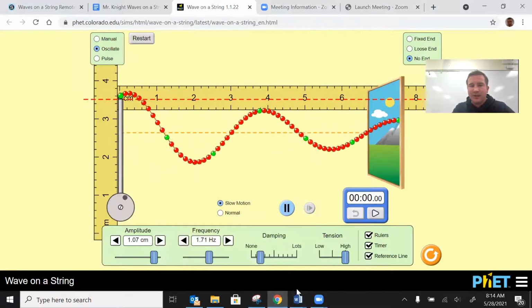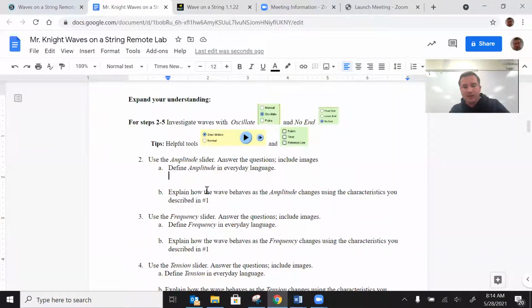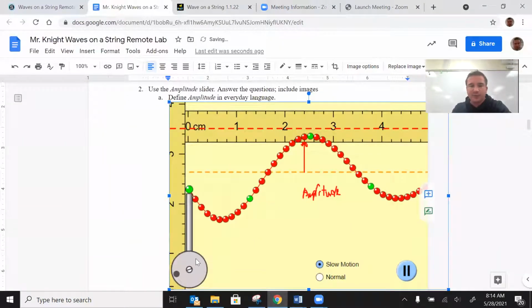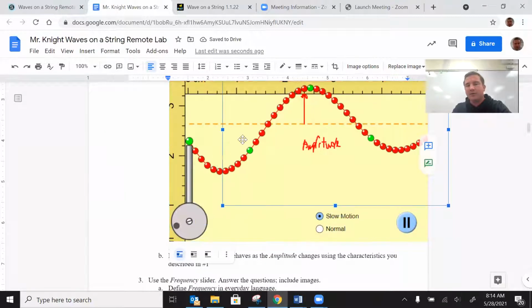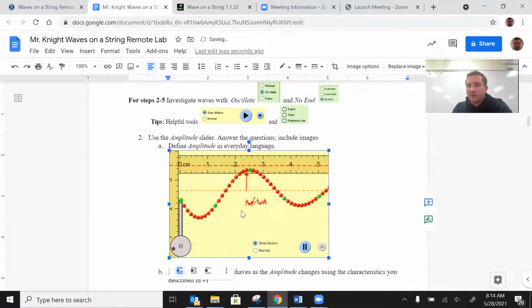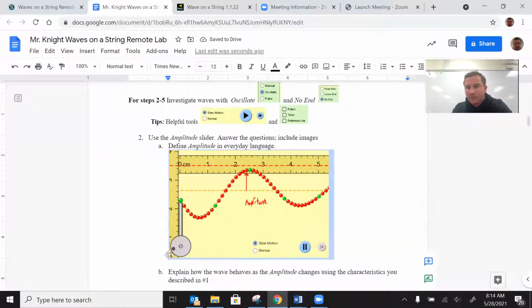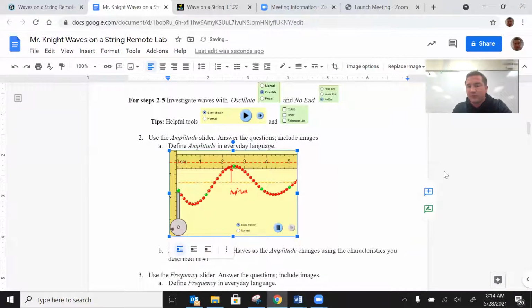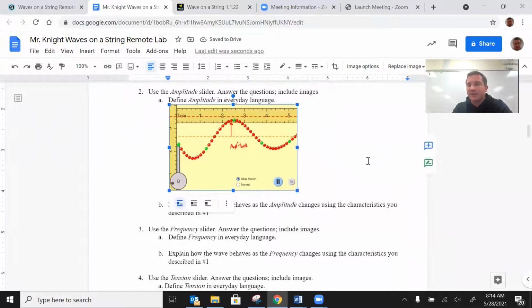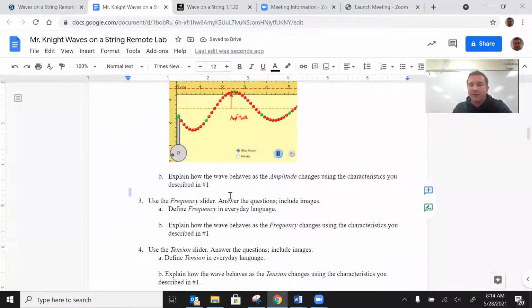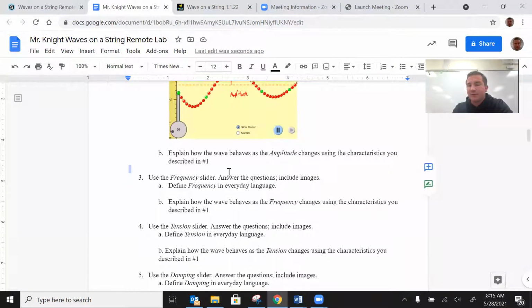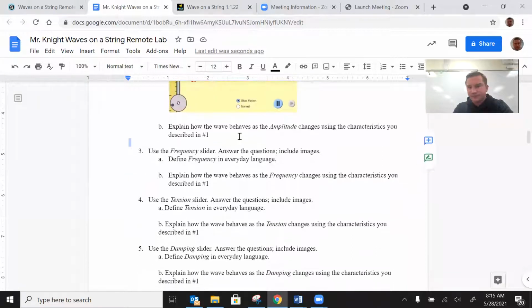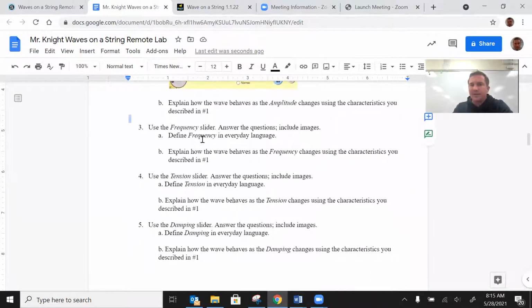But amplitude, and then I can come back to my file and paste that in, right? That's amplitude. And maybe give a little bit of description, right? What in my words does amplitude mean? Well, it looks to me like amplitude is the height of the wave, right? Amplitude is how tall the wave is. So there's an example of what we're doing there, right? Explain how the wave behaves as amplitude changes. You can describe that. And the same thing with frequency.